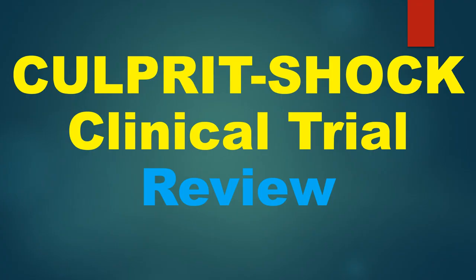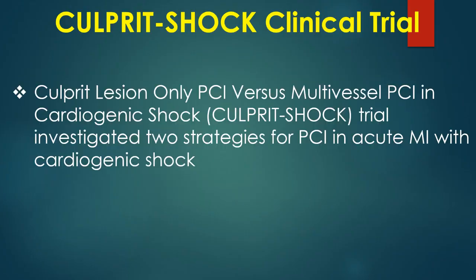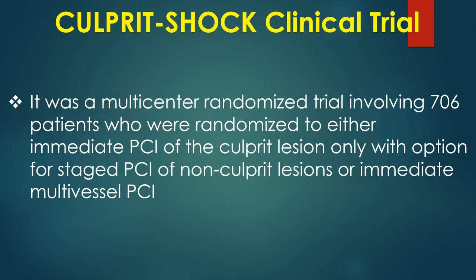Discussion on CULPRIT-SHOCK clinical trial. CULPRIT-SHOCK trial investigated two strategies for percutaneous coronary interventions in acute myocardial infarction with cardiogenic shock. It was a multi-center randomized trial involving 706 participants who were randomized to either immediate PCI of the culprit lesion only with option for staged PCI of non-culprit lesions or immediate multivessel PCI.